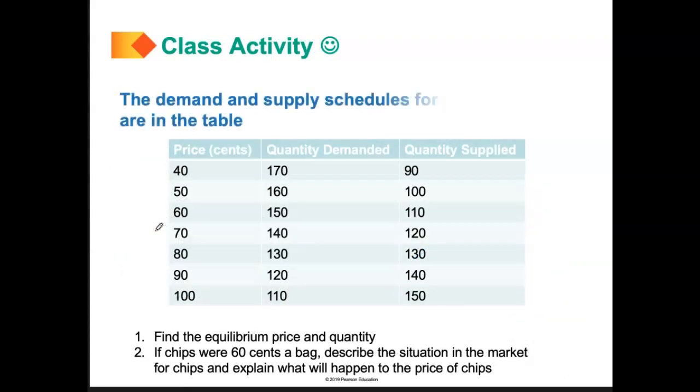Now you can do a class activity. This is a demand and supply schedule for potato chips. We have the price of potato chips, and the quantity demanded and quantity supplied of potato chips. You need to find the equilibrium price and quantity. And if chips were 60 cents a bag, describe the situation in the market for chips and explain what will happen to the price of chips. Probably pause the video here and try to find the answer.